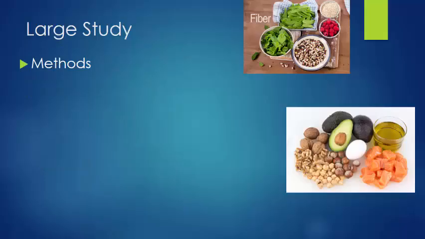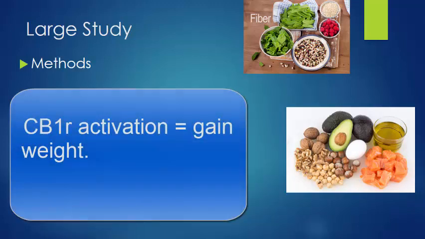One large-scale study on the impacts of blocking the CB1 receptor has been completed. So if you recall from the previous slide, CB1 stimulation led to a decrease in glucose tolerance. So a decrease in glucose tolerance would mean that you're going to be storing energy.